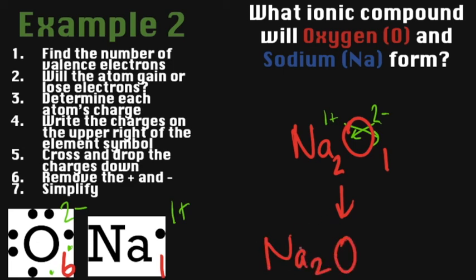So the ionic compound that forms between oxygen and sodium will be Na2O. There's 2 sodiums and 1 oxygen. And notice here that overall, this should have a charge of 0. This should have a charge of 0 because the sodium is +1, the oxygen is -2, but they should balance out because we have 2 sodiums.